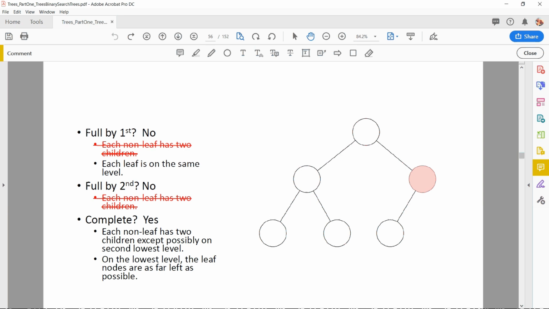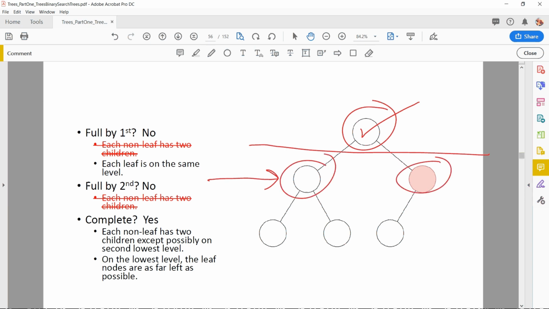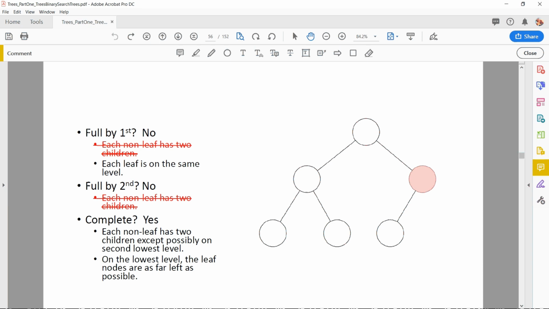Is it complete? Well, does each non-leaf have two children except possibly on the second lowest level? So anything above the second lowest level has to have two children. Yep, good to go there. On the second lowest level, you can have two children, or you possibly could have less than two children. So two children, less than two children, but it's the second to lowest level, so that's allowed. Now on the lowest level, the leaf nodes all have to be as far left as possible. So boom, boom, boom, yes. So it meets all the characteristics for complete. So this is an example of a tree that is not full by either definition, but is complete.